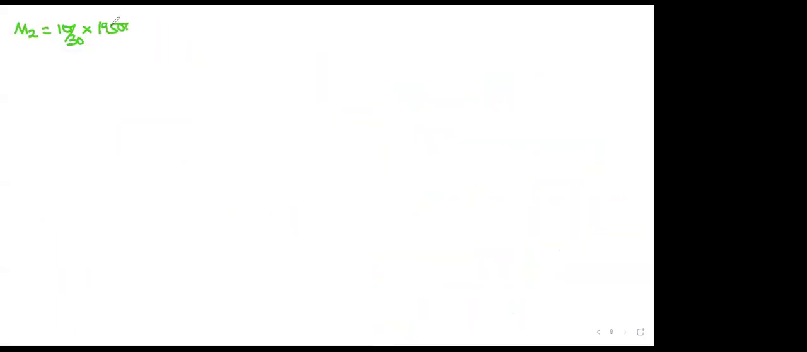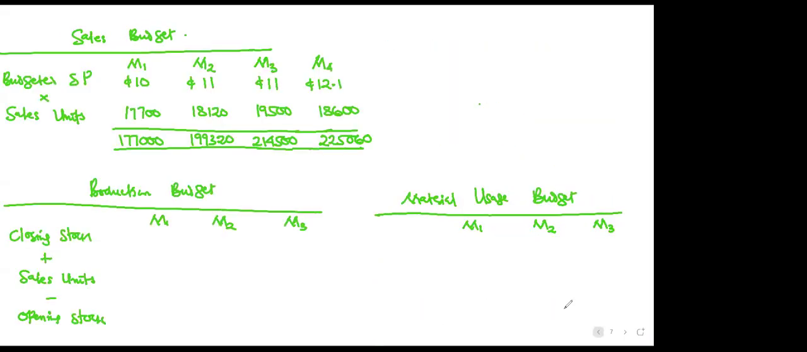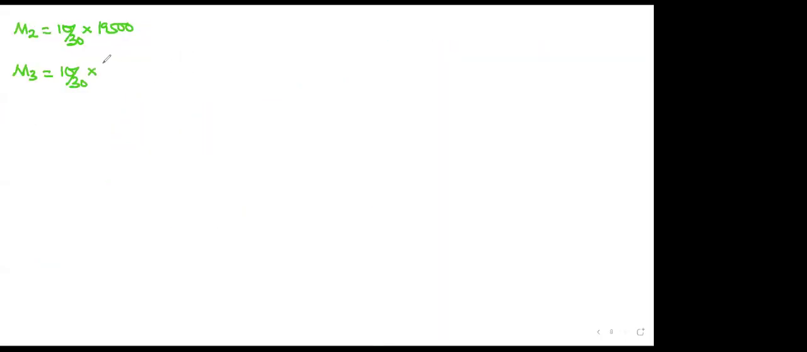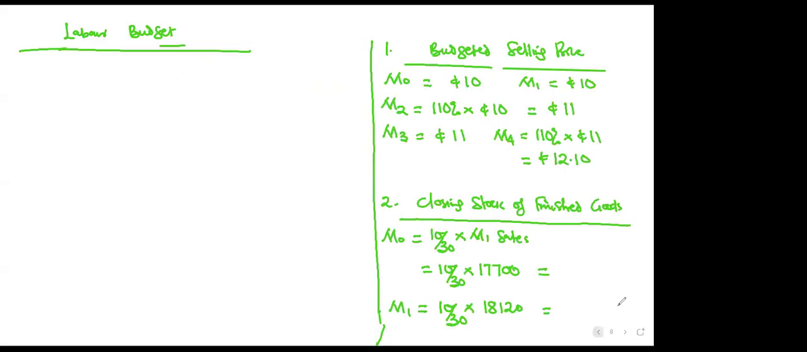19,500. Then month 3 will also be 10/30 of month 4 sales. What is month 4 sales? 18,600. So let's calculate them.